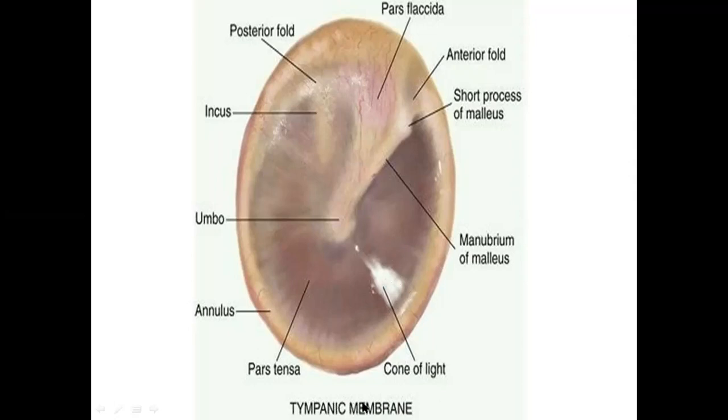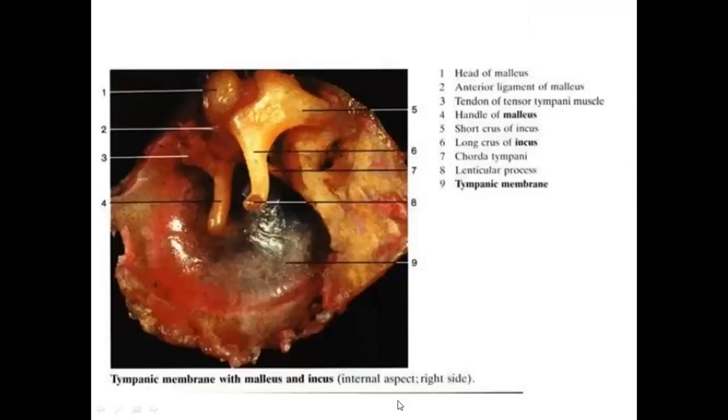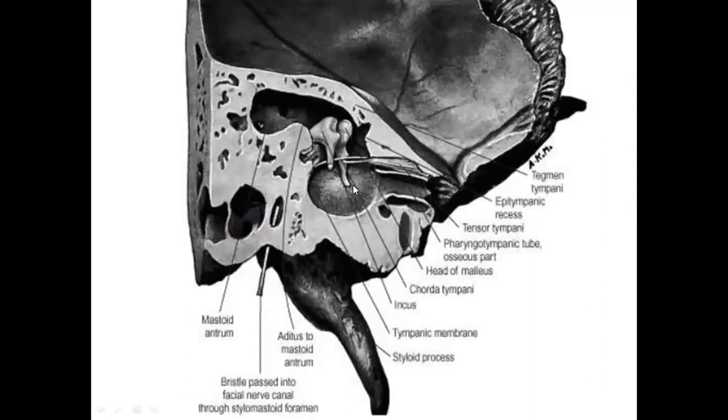So this is a tympanic membrane, pearly gray in color, separating the external ear from the middle ear. This is again the tympanic membrane. This is the incus, body of the incus, and this is the long process of the incus. This is the handle of the malleus. This is the pars tensa of the tympanic membrane. This is the tympanic membrane. This is the handle of the malleus. This is the long process of the incus.